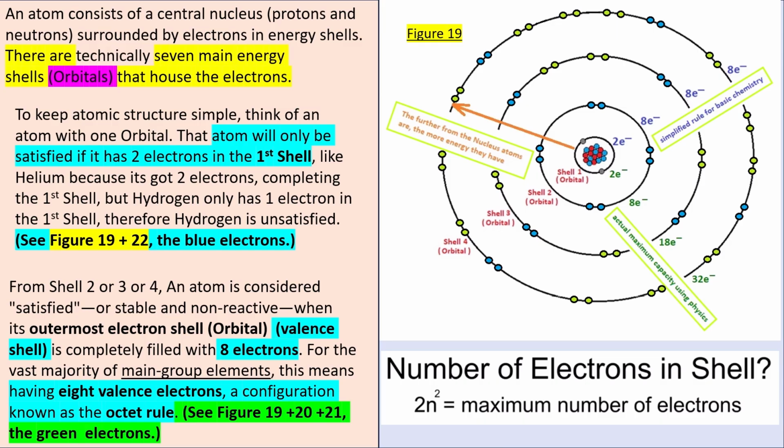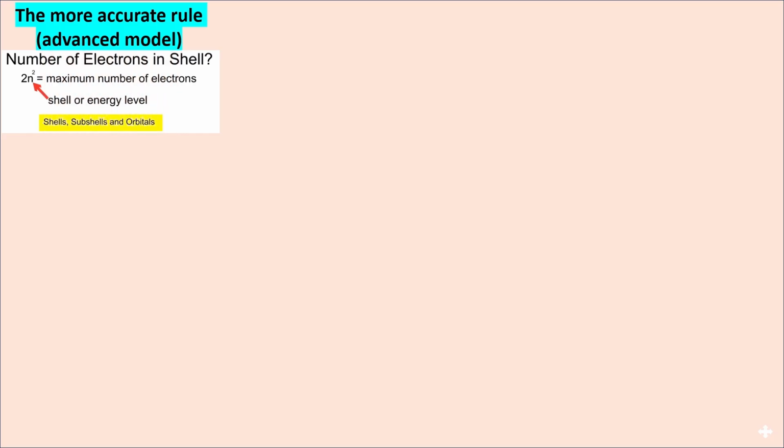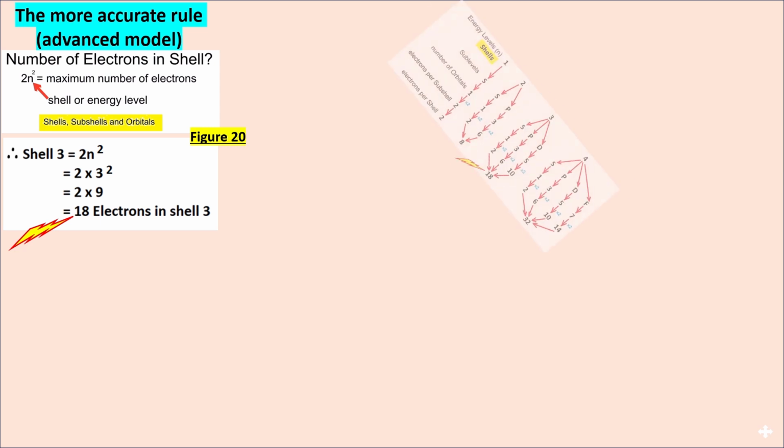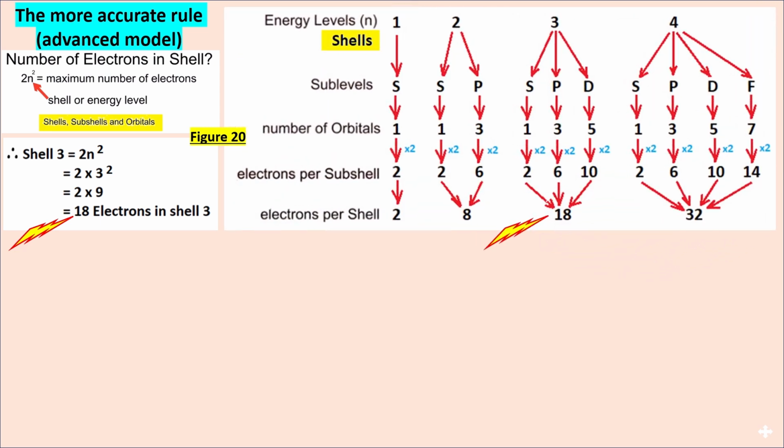So the number of electrons in a shell is 2n squared, the maximum number of electrons. If you want to find out how they calculate that, the n is the orbital number. So if it's shell number 3, which we'll see in this diagram coming up now, we will explain it better there. All right, the more accurate rule, the advanced rule. The number of electrons in a shell is 2n squared. That is the maximum number of electrons for the shell energy. Okay, so if you see shell number 3, if the 3 is the n, then it'll be 2 times 3 squared, which is 2 times 9, which will give you 18 electrons in shell 3.